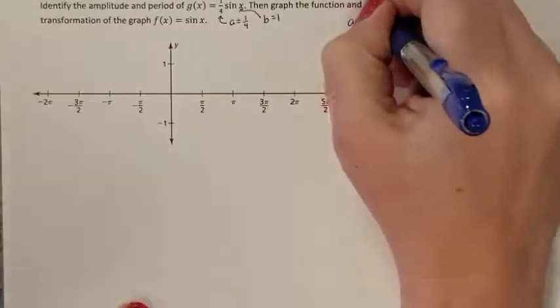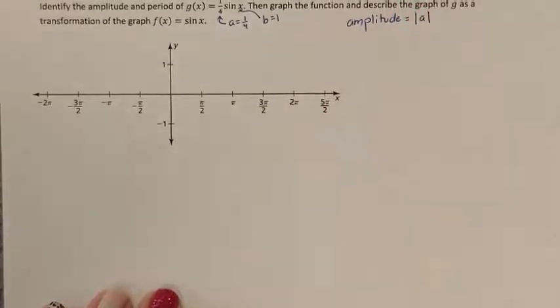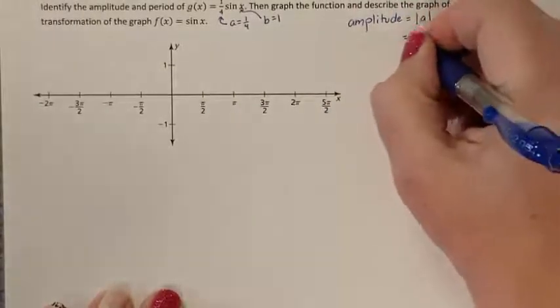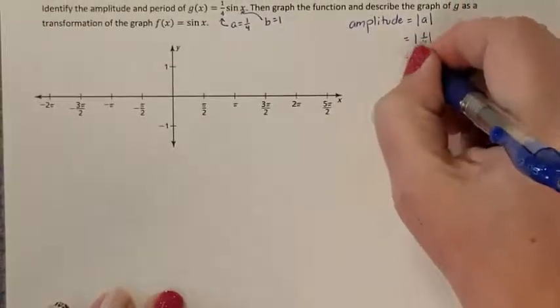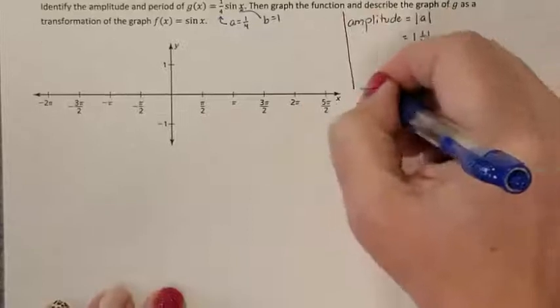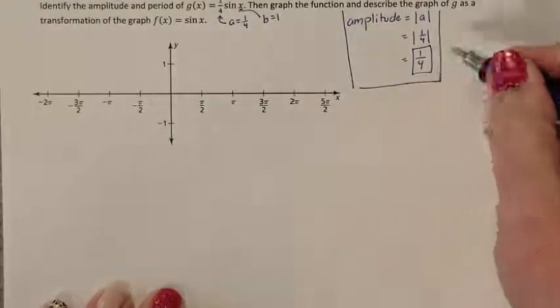Amplitude is a formula that is the absolute value of A. My A is 1/4. So this is the absolute value of 1/4, which is 1/4. So my amplitude is 1/4, which means it's only going to be up as high as 1/4 from the middle.